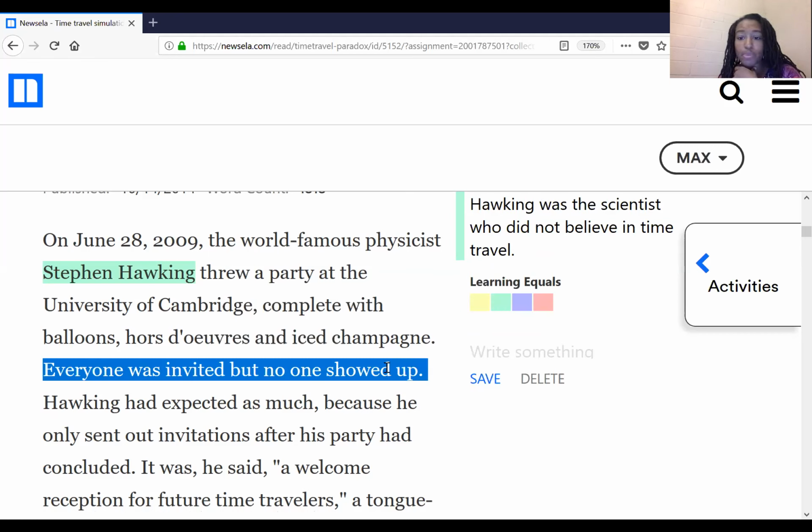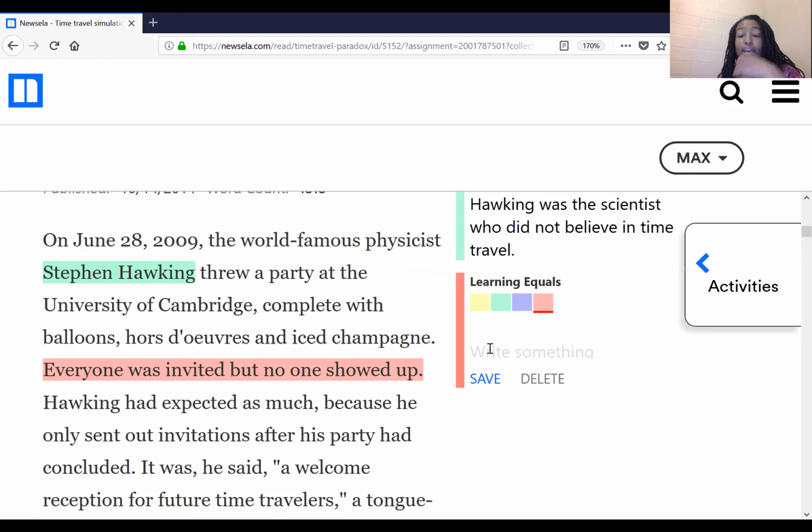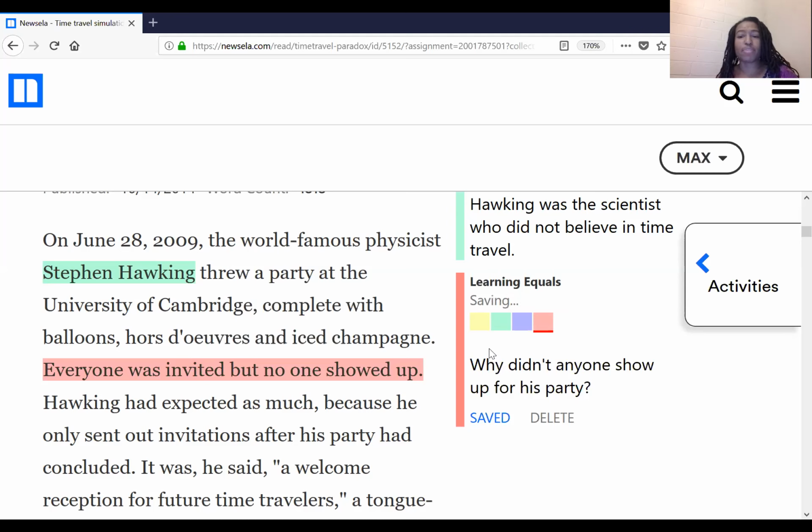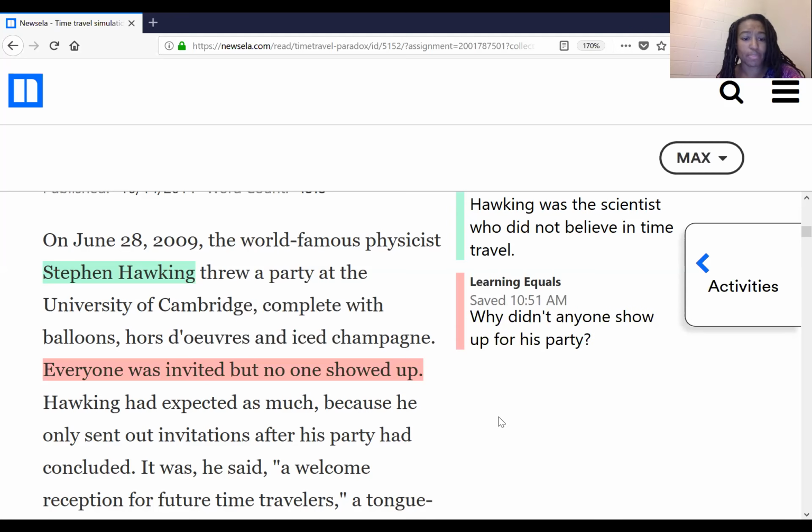Everyone was invited, but no one showed up. And since I have a question, I'm going to put that in red. Why did he have a party? Why didn't anyone show up for his party? That's my question. I would feel terrible if that were me.